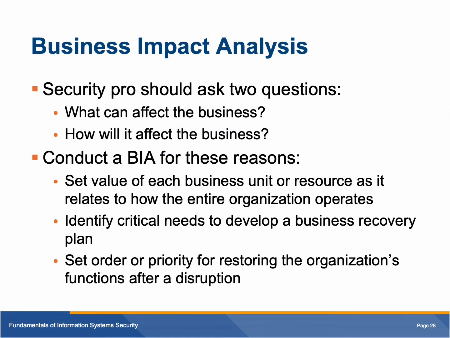So when doing a business impact analysis, we as security professionals should be asking two things: what is it that can affect the business, and how will it affect the business? This is something that we're going to do to set a value for each of our business units as it relates to the entire organization, and try to understand what elements we need to prioritize. Then, based on our assessment of what the impact is going to be, we're going to be able to identify the critical needs, and this is going to help us to prioritize and then to determine.